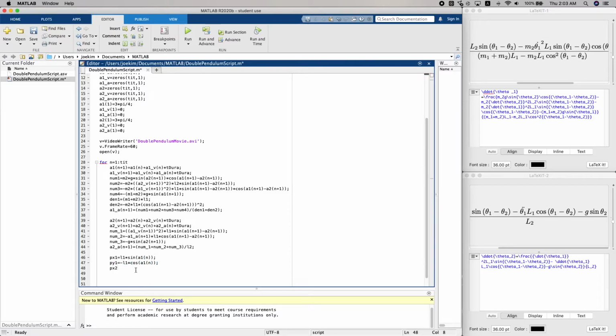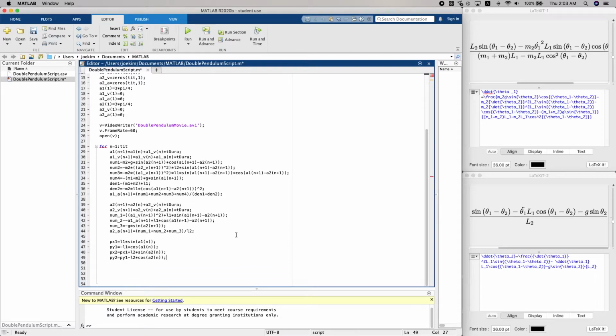Now for px2, we're going to get px1 extended, so px1 plus L2 times sine of A2, and again we have the nth term of M2. And for py2, we're going to have py1 minus L2 times cosine of A2, and again we're going to have the nth term.